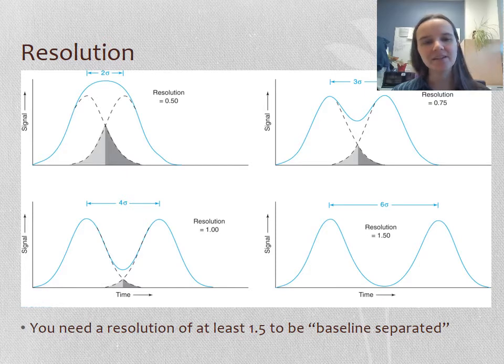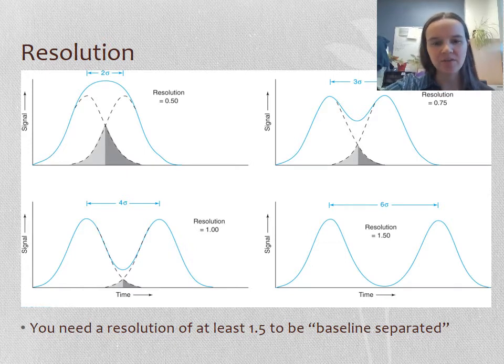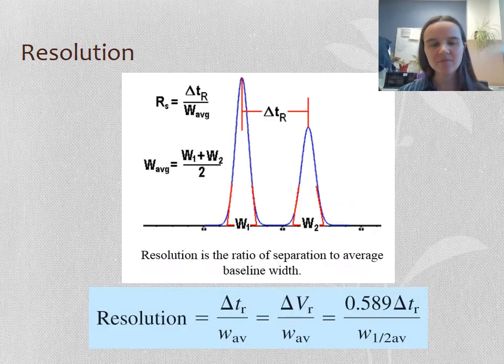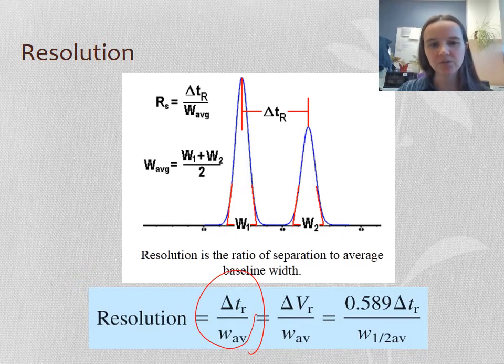So where we ended in class today was talking about resolution, and as I said in class, you want to have a resolution that is at least 1.5 so that you're able to have a good baseline separation between peaks. You want to make sure that you're able to memorize this resolution equation of the difference in retention time between the 2 peaks. It's important for you to realize resolution is between 2 things. You don't really have a resolution if you just have 1 peak.